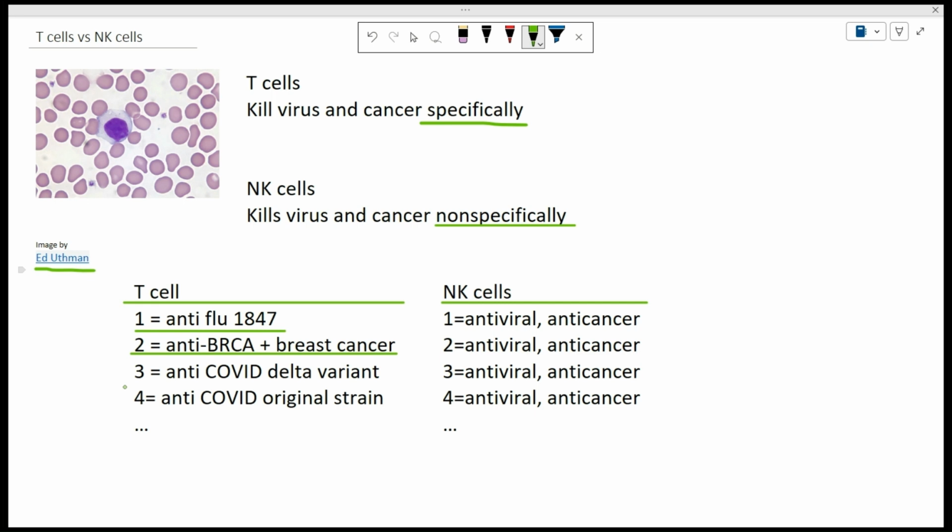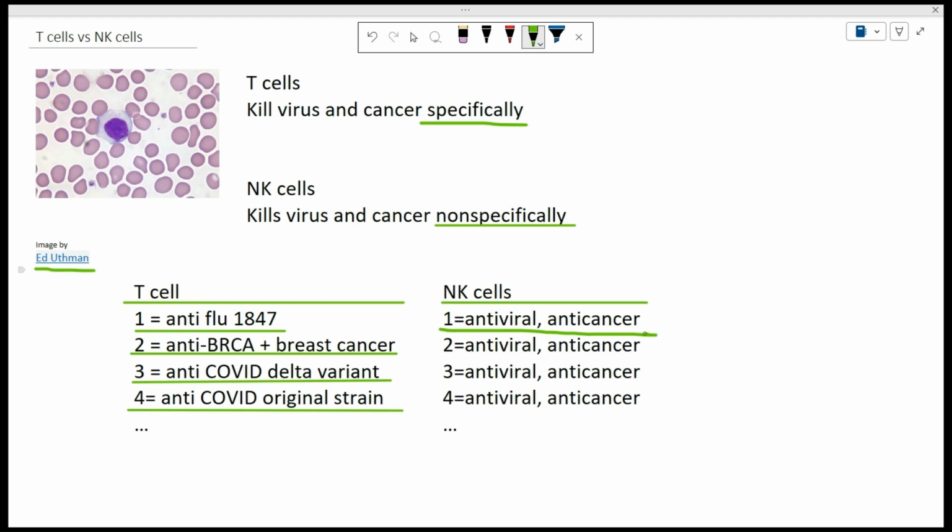All right, number three deals with COVID, the Delta variant. If you have the Omicron, the original, or whatever the newest mutation is, it's not going to touch it. And once again, you go to number four. It deals with only the original strain, and we can go on and on, but you get the idea. Each T cell only deals with one and only one type of infection, and it's extremely specific.